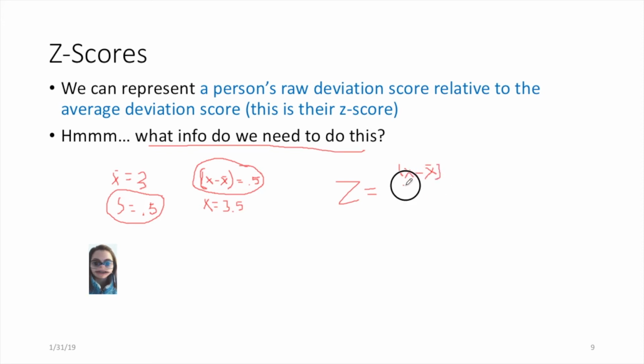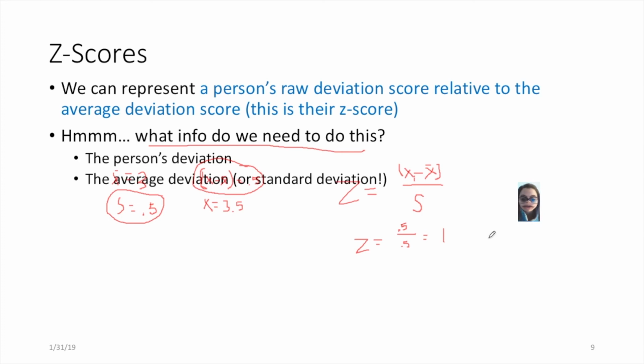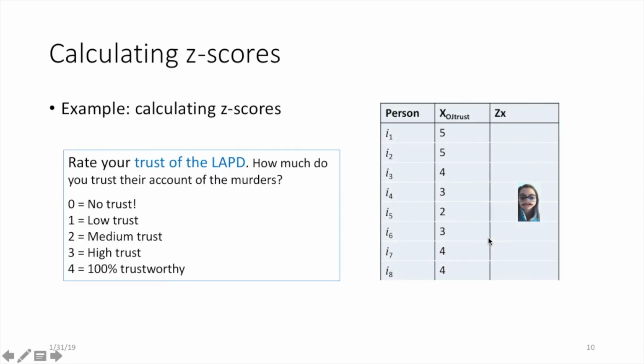That is a z-score, and the formula looks like this. So how much did each person deviate from the mean, each individual's deviation score, divided by or relative to the standard deviation in the entire sample. So we can use this formula for calculating z-scores in the example on slide 10.